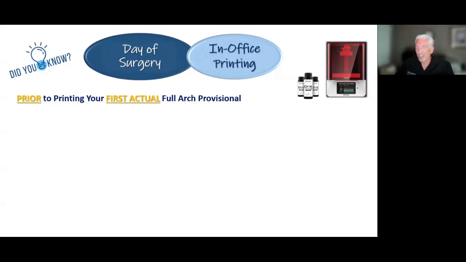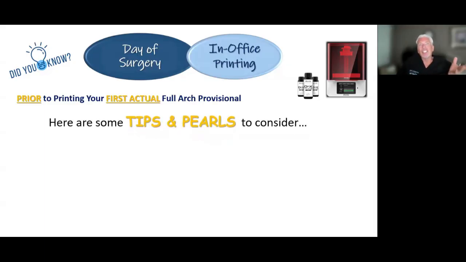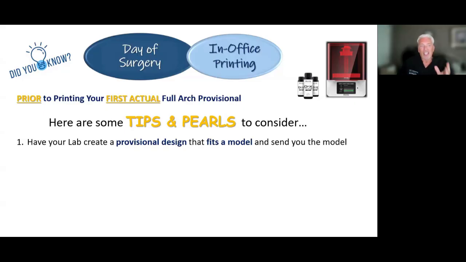But my point here is that I want to share some tips and pearls with you if you're going to do your own printing in-house. First off, before you have a real case, ask the lab to create a provisional design. Could be one they've already done, but then have them print the model and send you the model from a design that they have. Now you have a physical model at your office, and you have the STL files, and now you're going to print, okay?